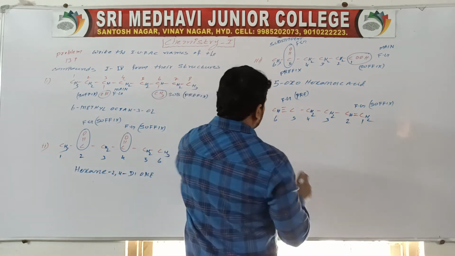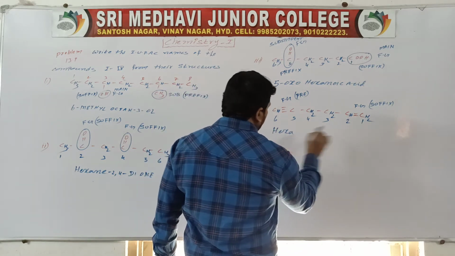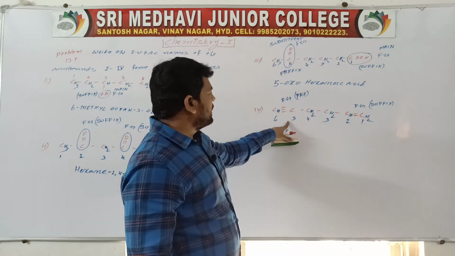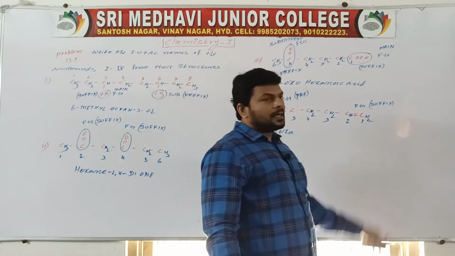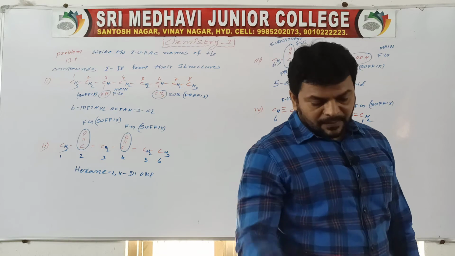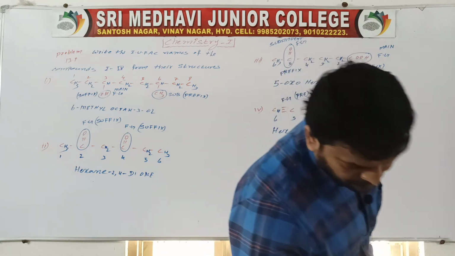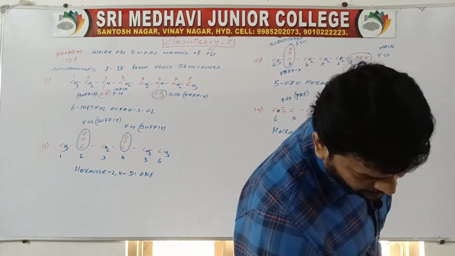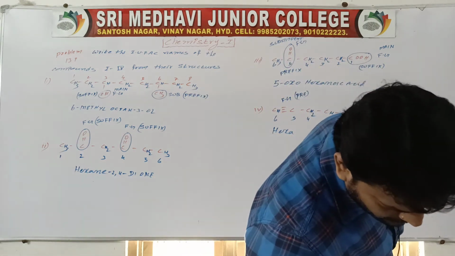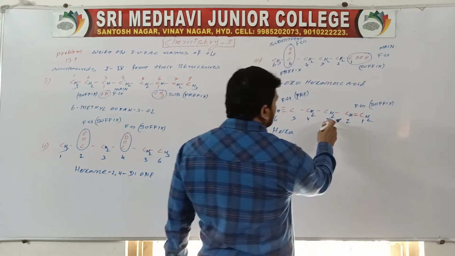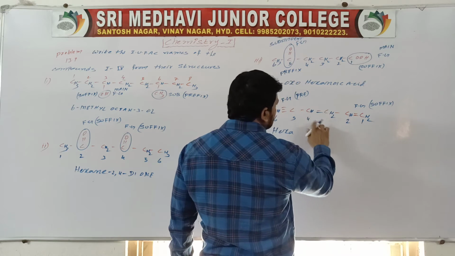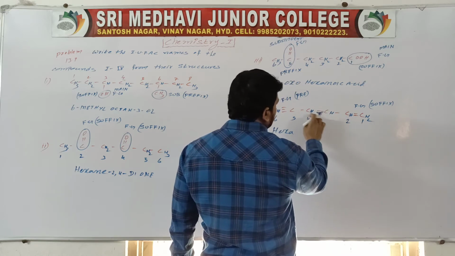Okay, so hexa, fifth carbon containing a triple bond and first carbon containing a double bond. Double bond for ene, triple bond for yne. So we have to write 1 comma 3. How many double bonds? 2 double bonds. The third carbon also has a double bond, so we have to remove it like this. 1 2 3 4, 1 2 3 4.